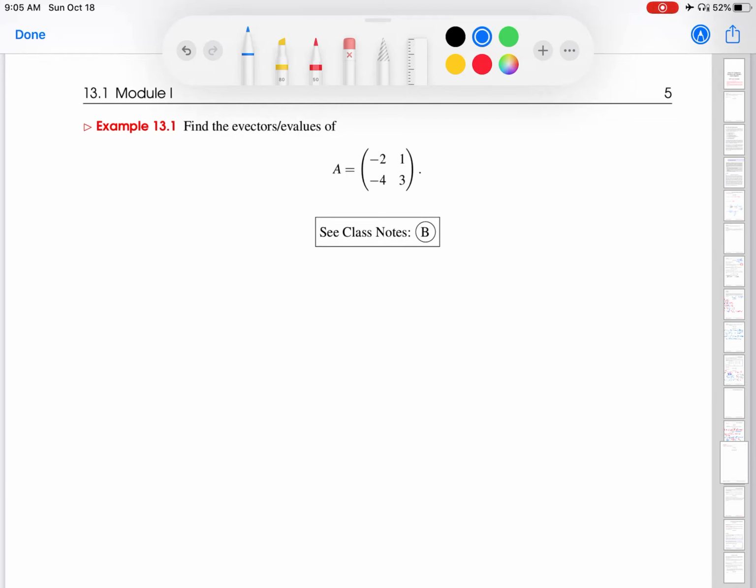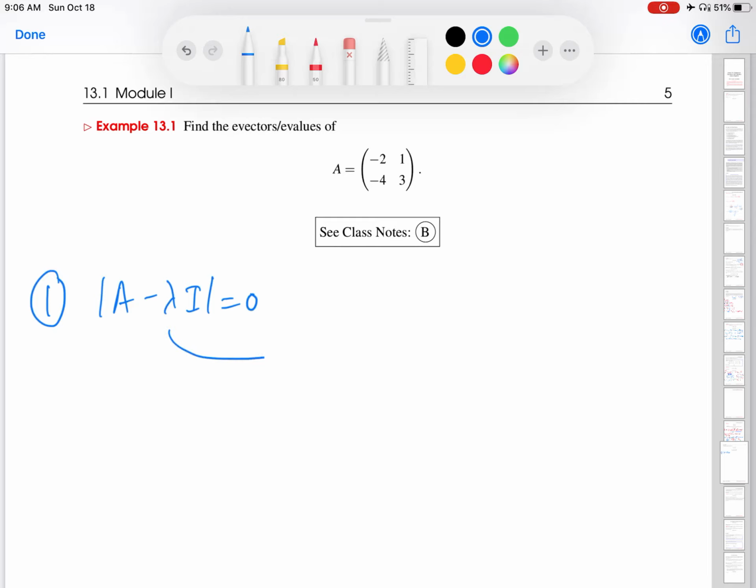We're working on Class Notes B in Lesson 13. In this class notes, you're asked to find the eigenvalues and the eigenvectors of this matrix. Based off of all of the work we did in the previous video and in the lesson notes so far, we know that the first step is to find the determinant of A minus lambda I and set it equal to 0. That's going to give us the characteristic polynomial. We will find the roots of that to get the eigenvalues.